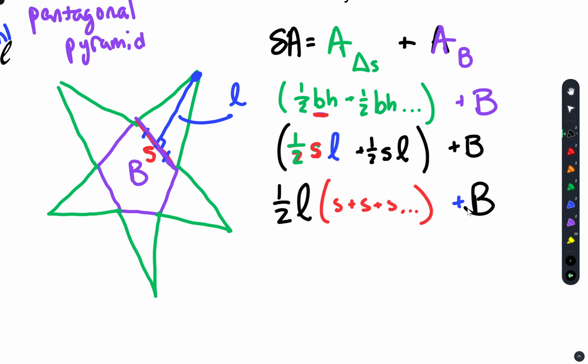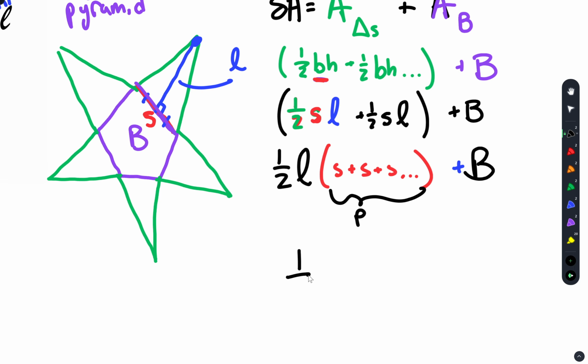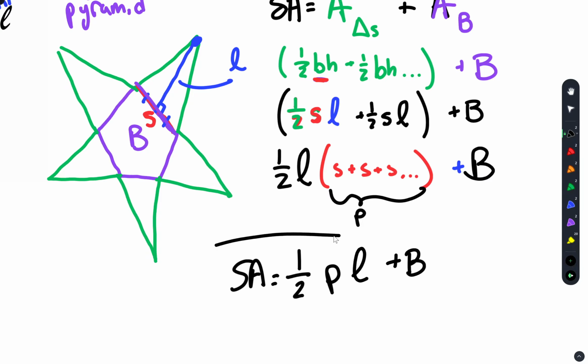And then if I think about what is S plus S plus S plus S, all of the sides added together, that's my perimeter. So here's where my formula comes in. My formula is, for surface area, 1/2 perimeter times L for slant height plus B.